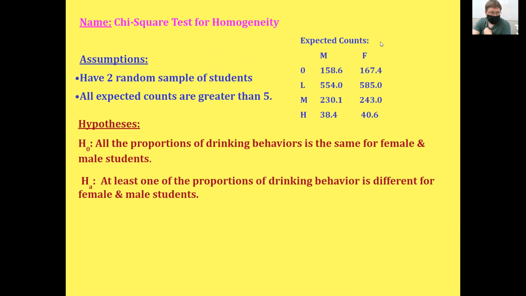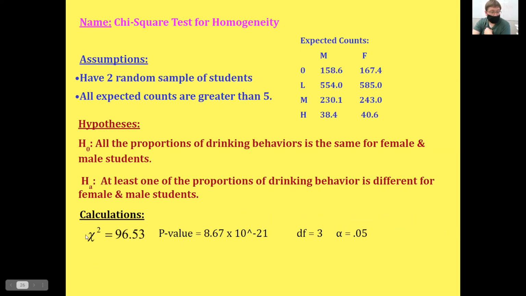All right, what are my hypotheses? That the proportions of drinking behaviors is the same for female and male students. And the alternative is at least one of the proportions of drinking behavior is different for female and male students. So we're just looking for any discrepancy from this. This is what we expect.